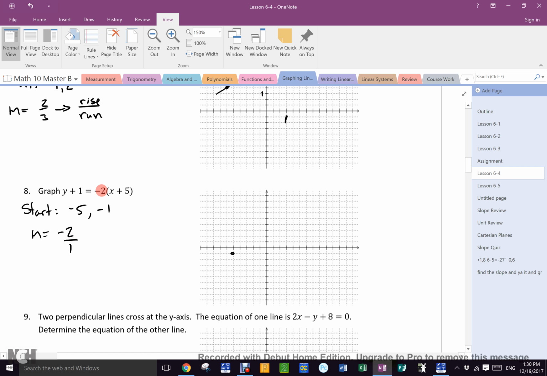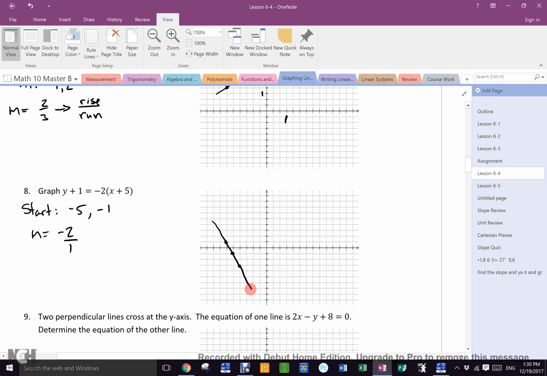It says right there it's negative 2. All numbers have a 1 under them. I need the rise and the run. So negative 2 would be down 2 and then right or left? Right 1. Then what? Do another one. Where would that be? Up 2, left 1.